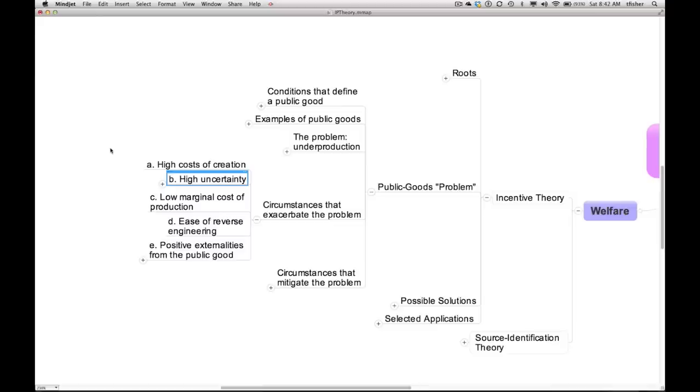A third circumstance that is said to exacerbate the public goods problem is low marginal cost of production. If it's easy to make copies of an innovation, then the risk that it will be spread willy-nilly without any compensation to the original creator is especially high. Again, drugs provide a clear example. New pharmaceutical products, at least if they consist of so-called small molecules as opposed to biologics, are easy to replicate cheaply. As a result, the hazards of underproduction are high.